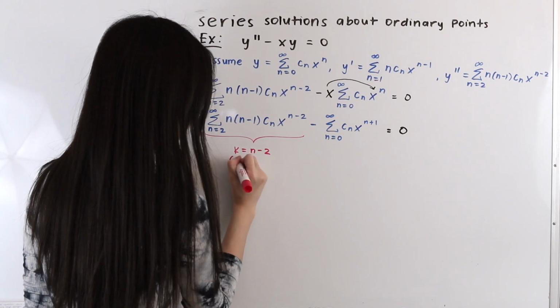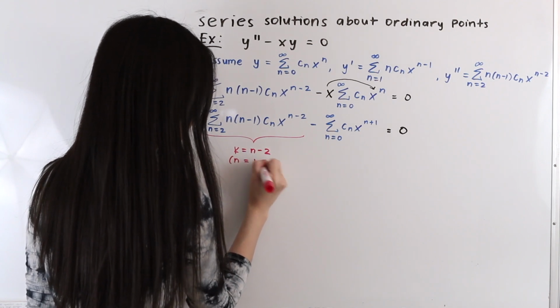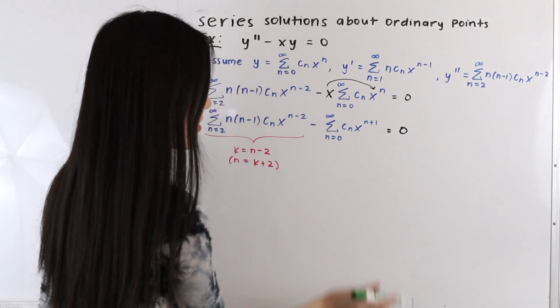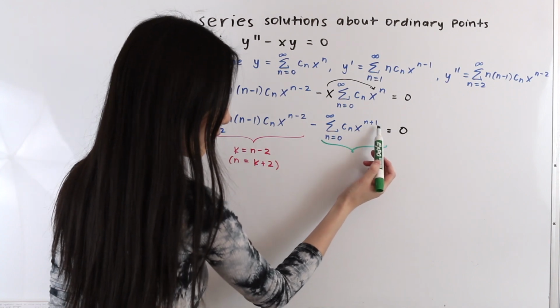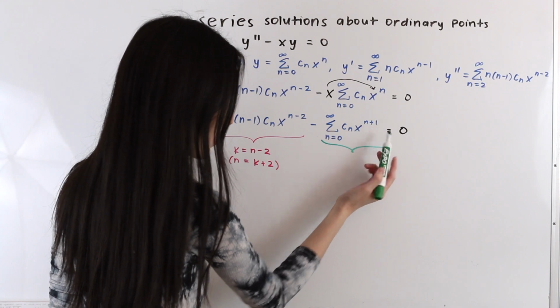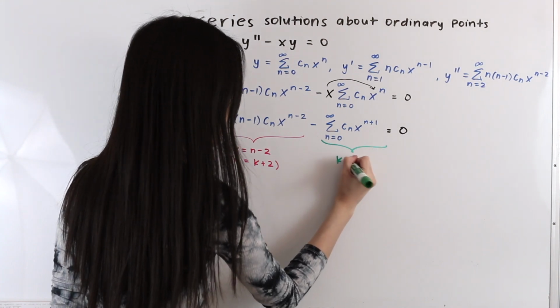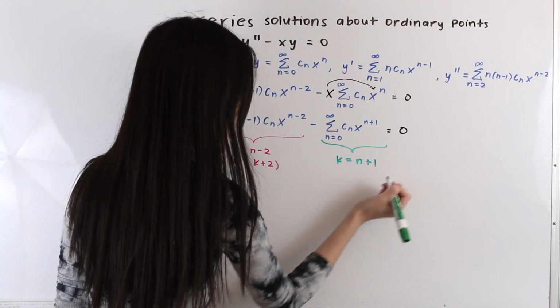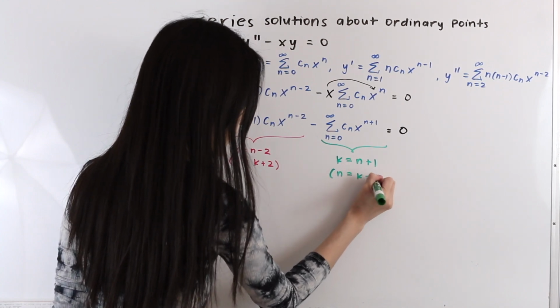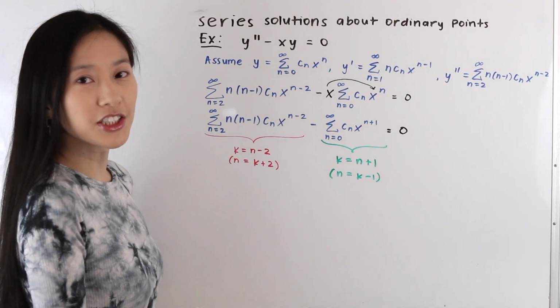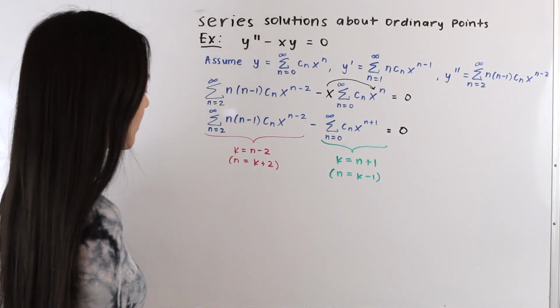And this is the same thing as n is equal to k plus 2. And then for this summation here, we have our exponent on our x term equal to n plus 1, so let's go ahead and set k equal to n plus 1. And this is the same thing as n is equal to k minus 1. And now let's go ahead and get our summations in terms of k.